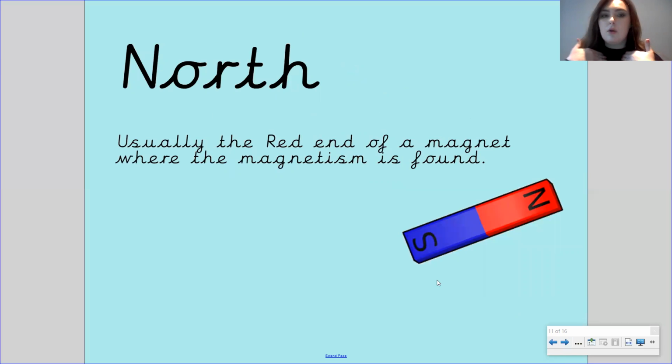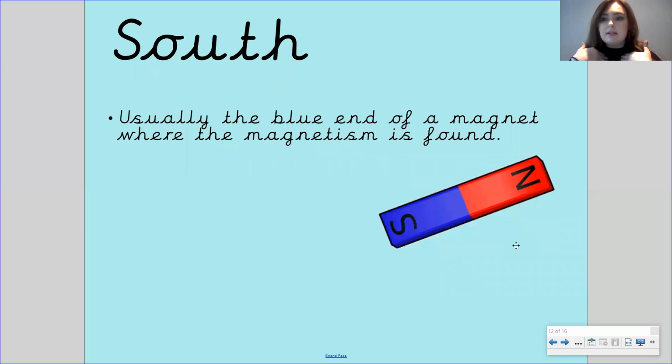My turn, your turn. North. North. This will usually be the red end of a magnet where the magnetism is found. So here you can see north, it's got an N for north. My turn, your turn. South. South. Now this is usually the blue end of a magnet where the magnetism is found. So here you can see it's got an S for south.